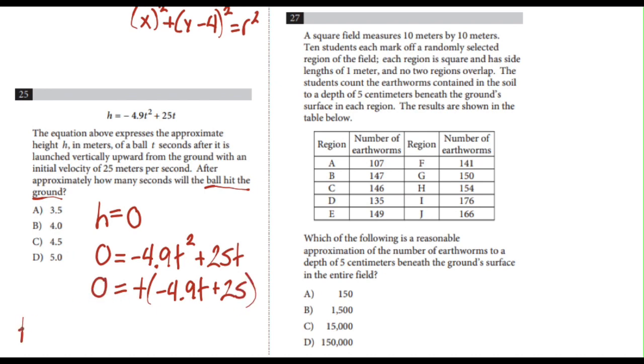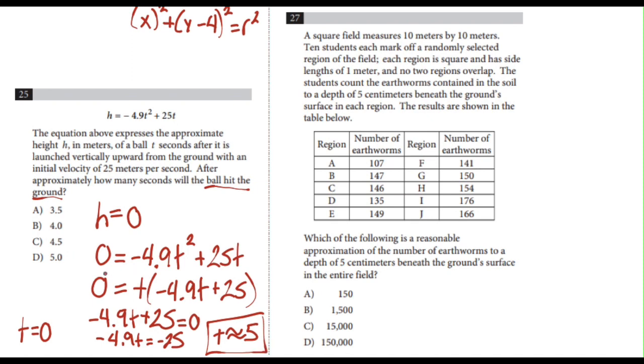One answer is t equals 0. Before we throw the ball up, the ball's already on the ground, which makes sense. And on the other side, we need to set what's inside of the parentheses equal to 0. We can subtract 25 on both sides. We'll get negative 4.9t equals negative 25. And if we divide each side by negative 4.9, we'll get that t is approximately 5. And that'll be answer choice D.